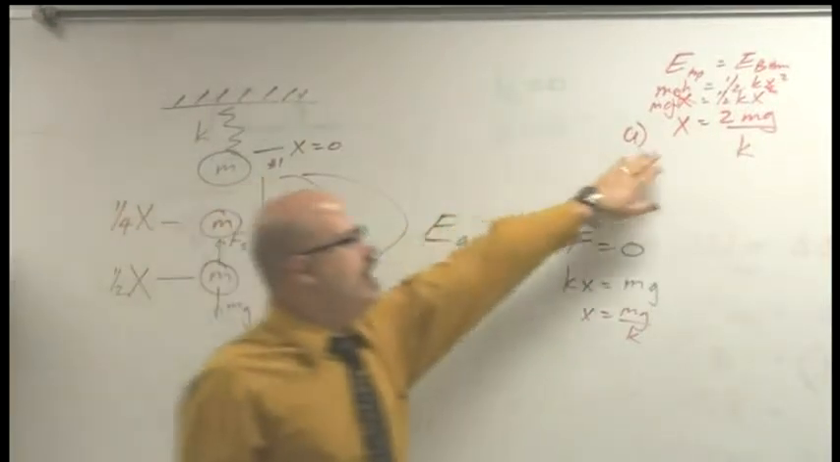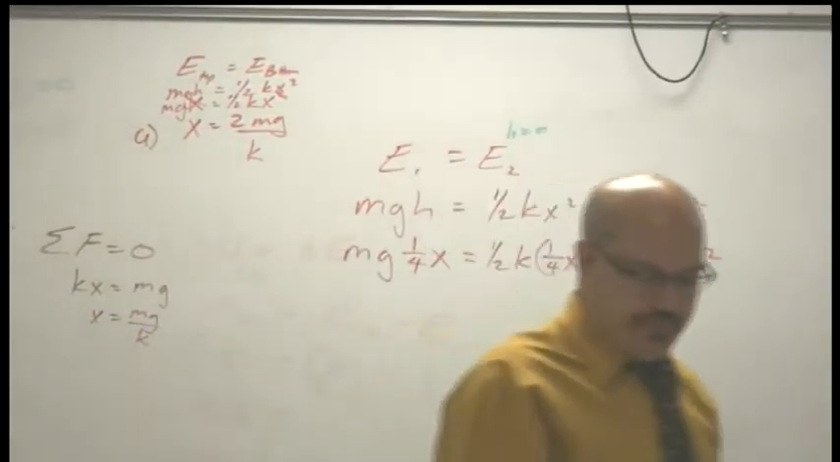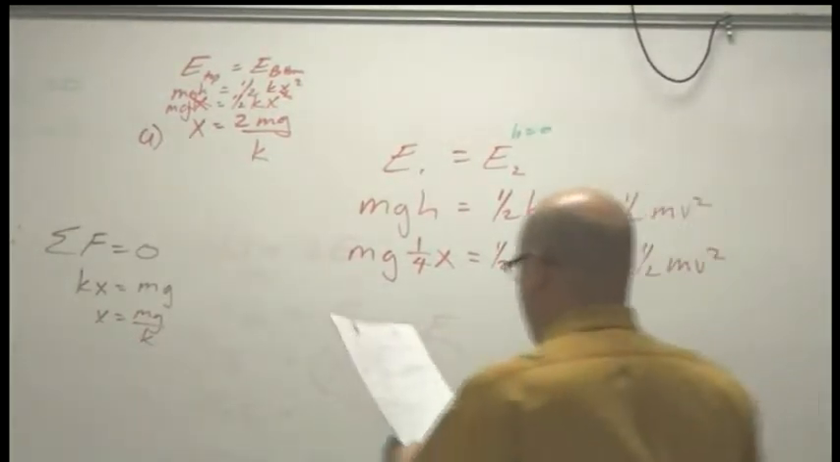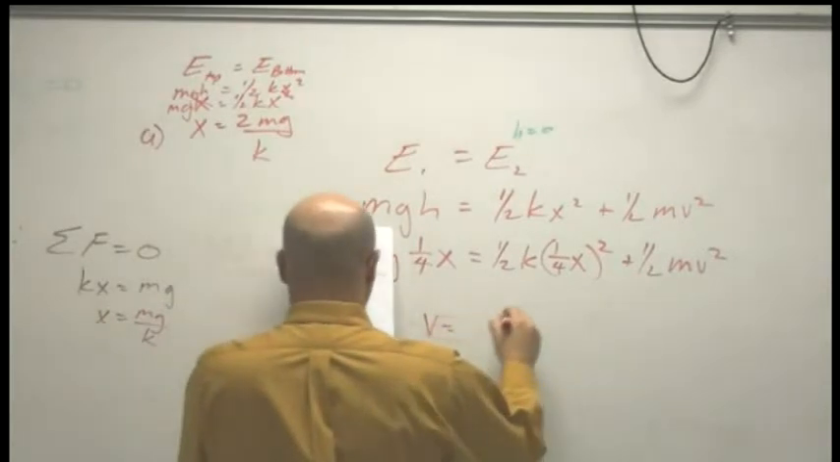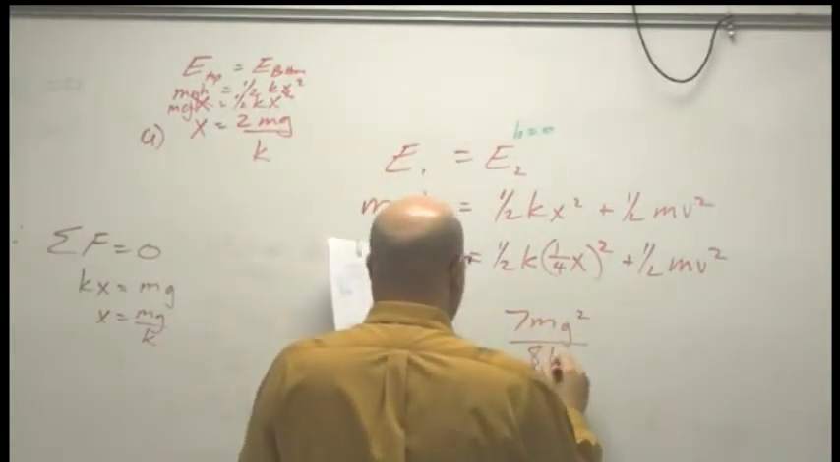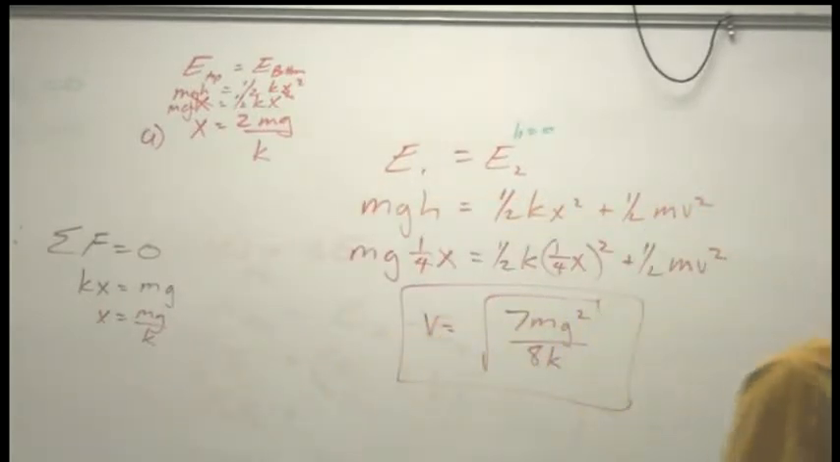And so I take this and plug it in here, and it's going to be ugly math, lots and lots of math. You end up with, here's what I ended up with: my velocity equals the square root of 7mg squared over 8k. You got twice what I got. Go figure.